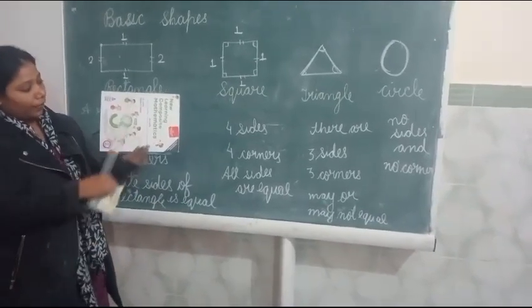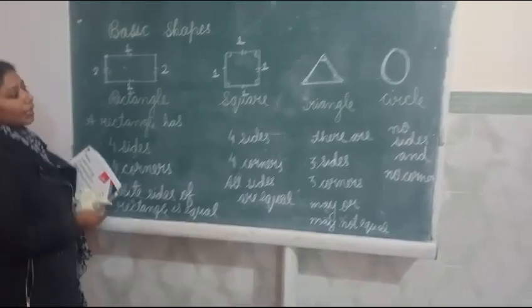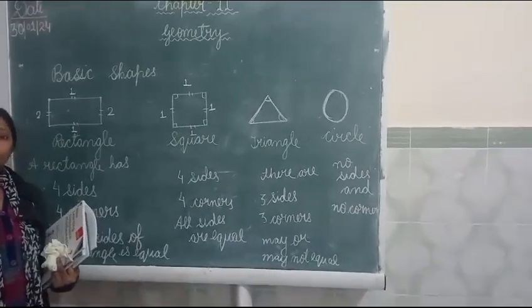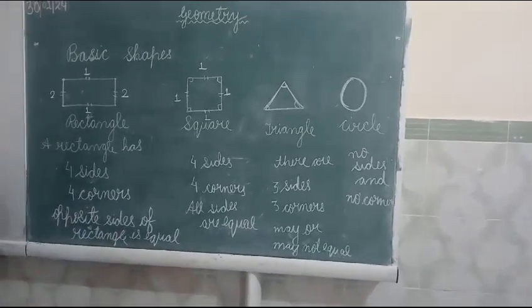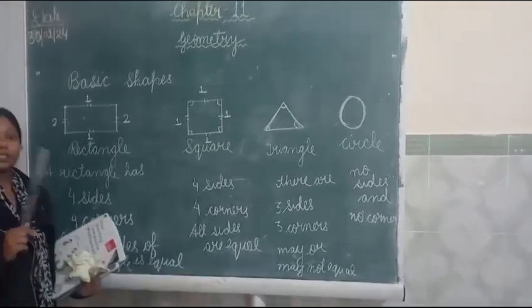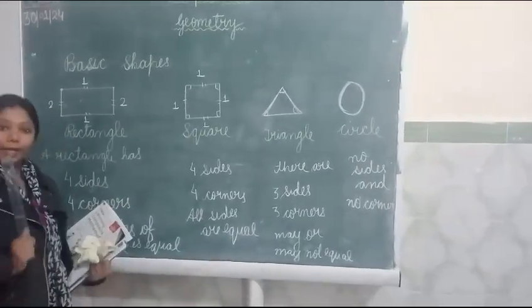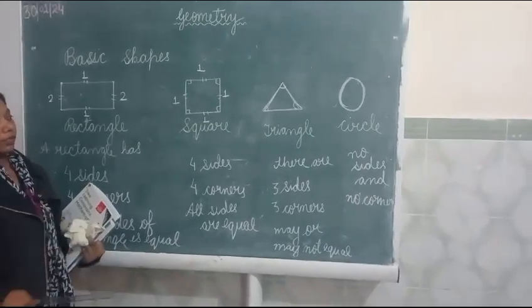The opposite sides of a rectangle are equal, and the second is a square. You see the chessboard, the blackboard, but the blackboard is a rectangle, not a square. The chessboard and the carom board are square shaped. If you are playing the game, you will see the shape of the boards.